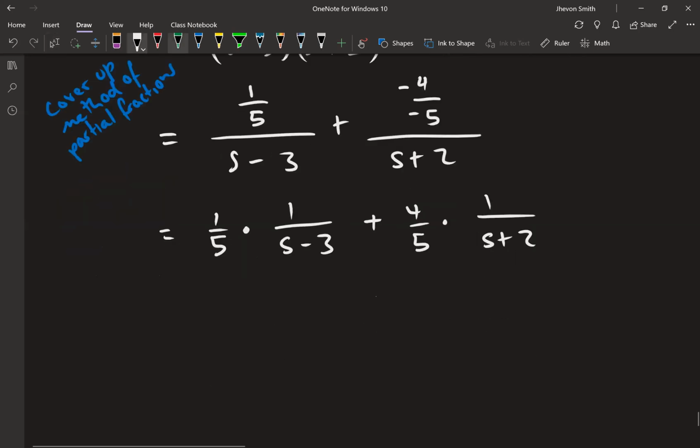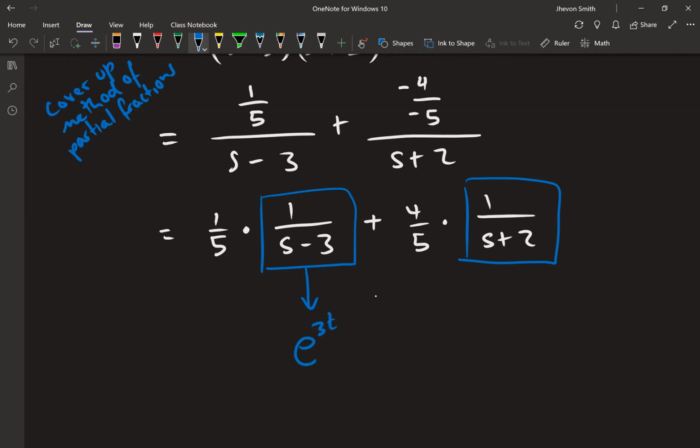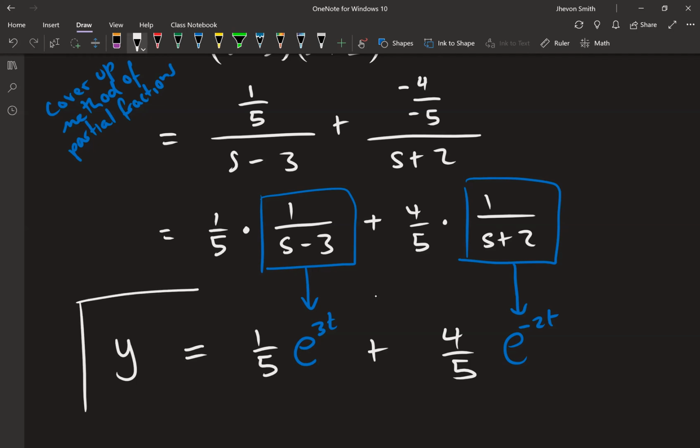Now, these guys are useful. That is going to be an e to the 3t. This is going to be an e to the minus 2t. And I already know the C1 and the C2. There is my solution.